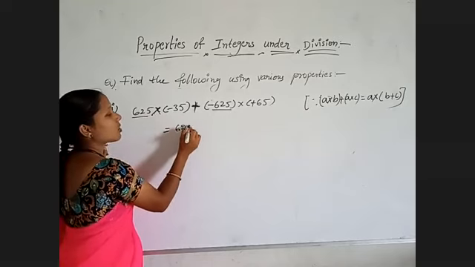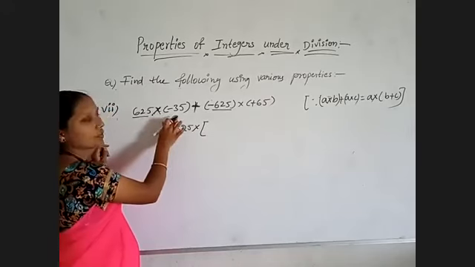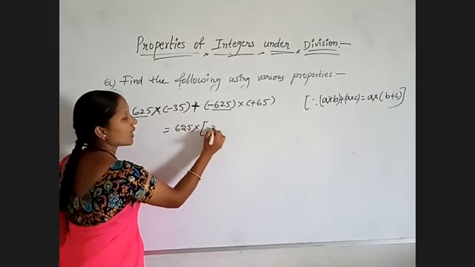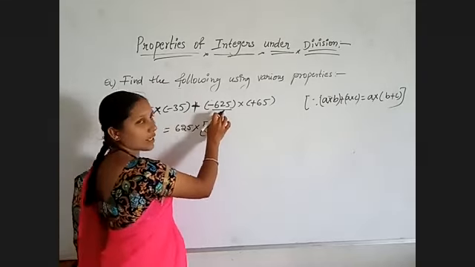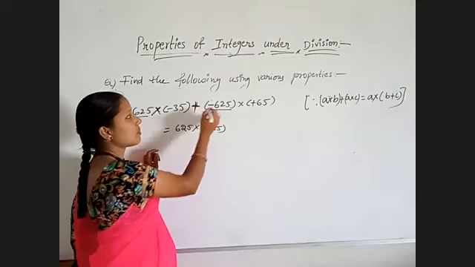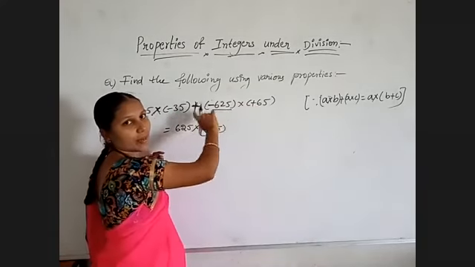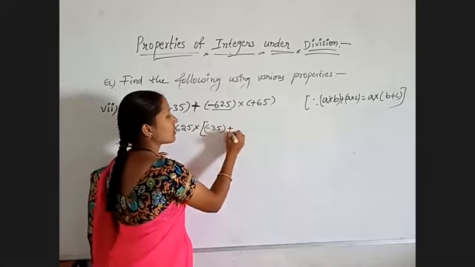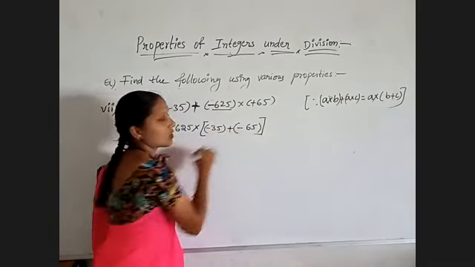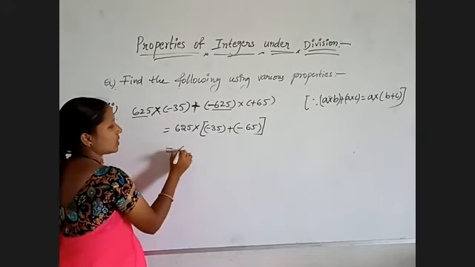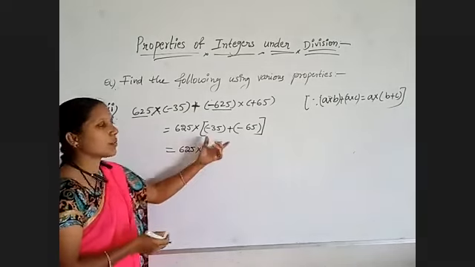What will we get? I am writing 625 into. What is left in the first term? Minus 35. And 625 only I have written out here, meaning minus is there, and minus into plus 65. Minus into plus is minus 65. So now 625 into, finish the operation whatever is there in the bracket.